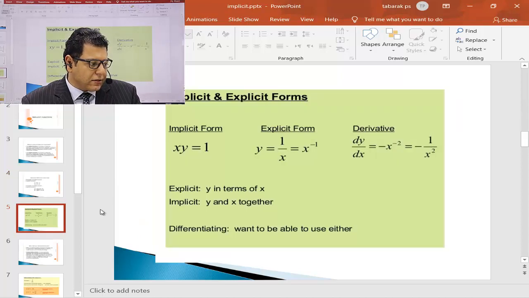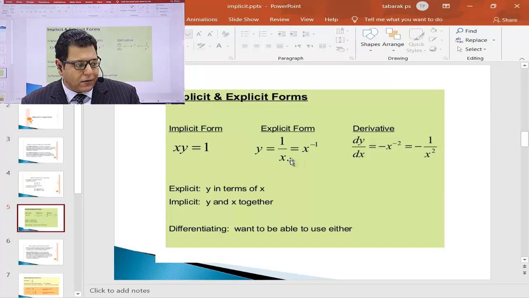Let me show you here, this is the implicit form, x times y equals 1. And you can change this equation to the explicit form. How? By dividing by x. So y equals 1 over x, or x to the power minus 1.